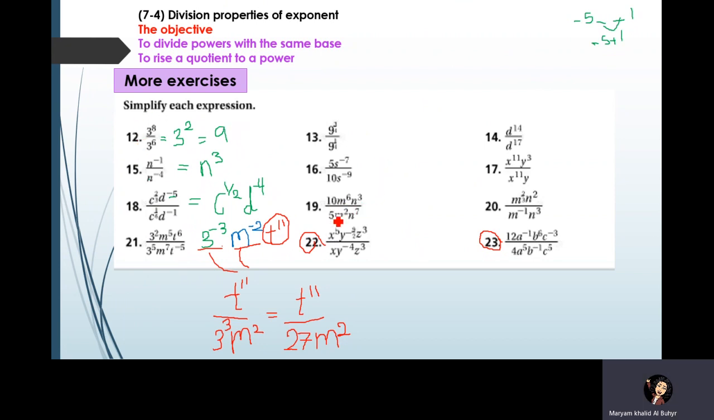So let's do this one. 10 over 5. That doesn't mean you leave them. Divide them. 10 over 5 is 2. M and M: M to the power 6 minus 2 is M to the power 4. N, same base, this one with this one: 3 minus 7 is -4. But you learned what to do with the negative powers. So 2M to the power 4 over n to the power 4. That's it.